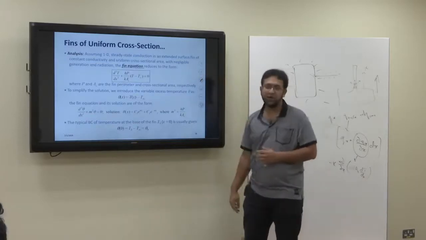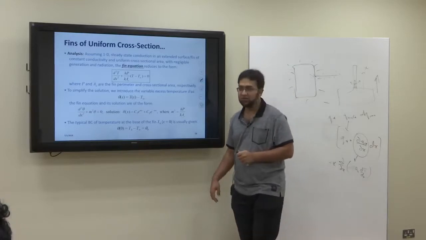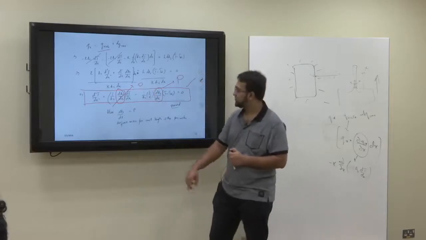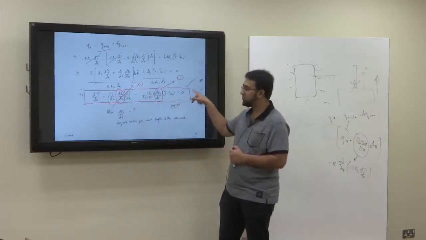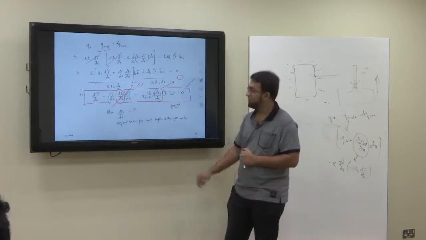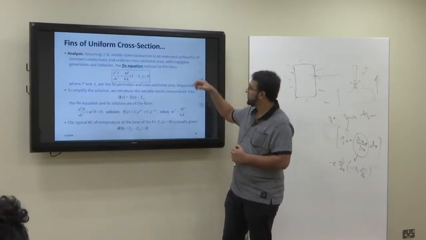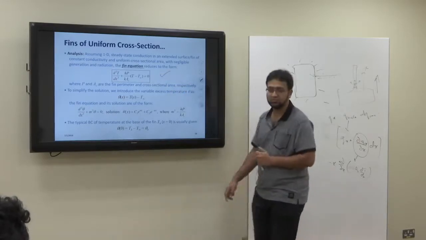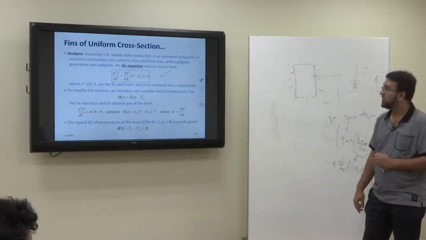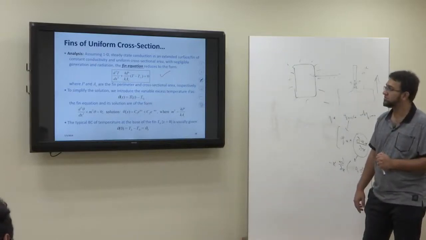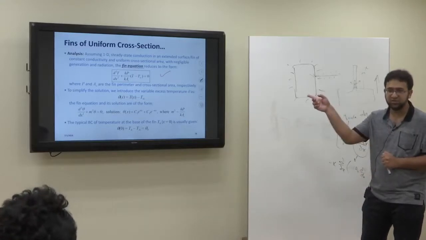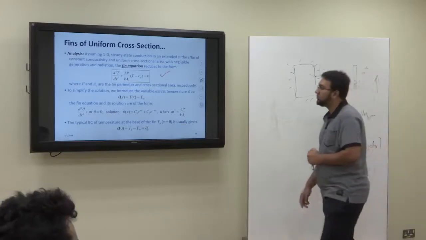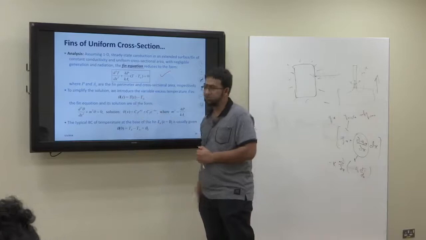Okay, so suppose you have a fin of uniform cross section. Suppose you have a fin of uniform cross section, so this term will go to 0. So you have just this thing minus this thing equals 0, right? So we got this equation: d squared T upon dx squared plus hP, I told you what P is, P is the parameter because it was dAs upon dx, over kAc into T minus T infinity equals 0.